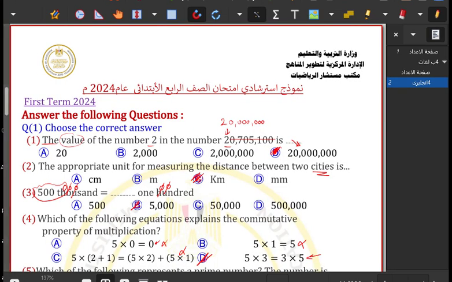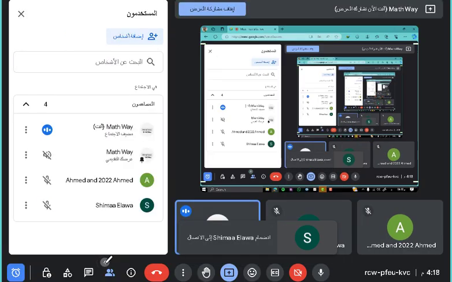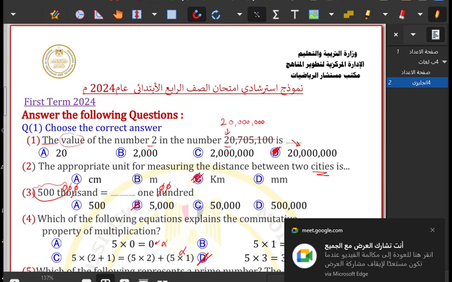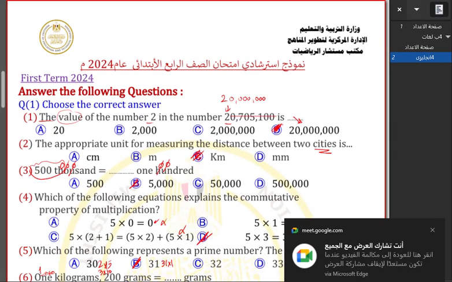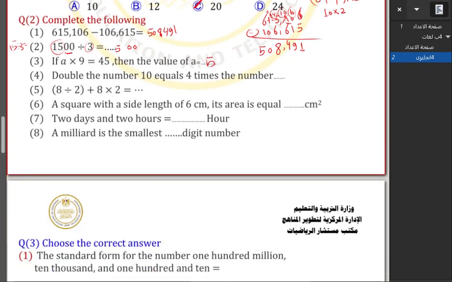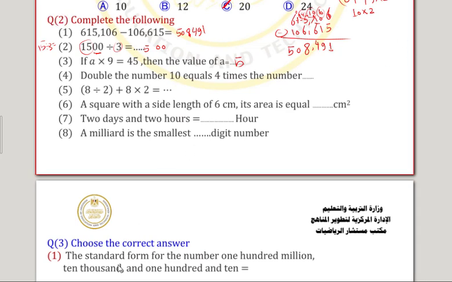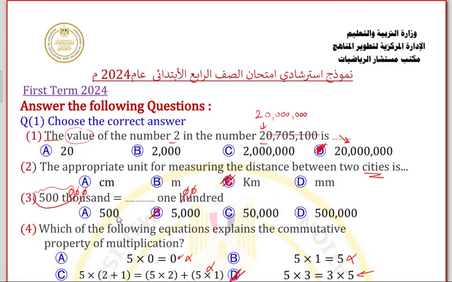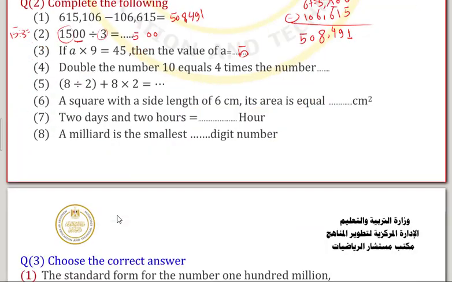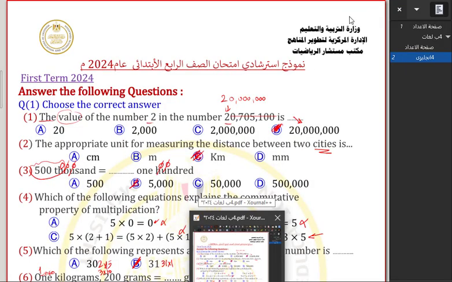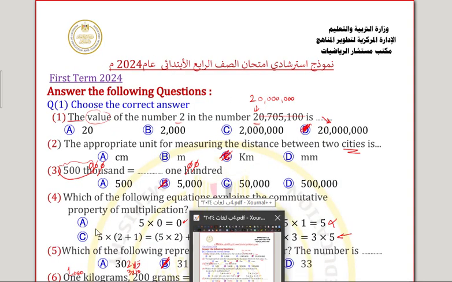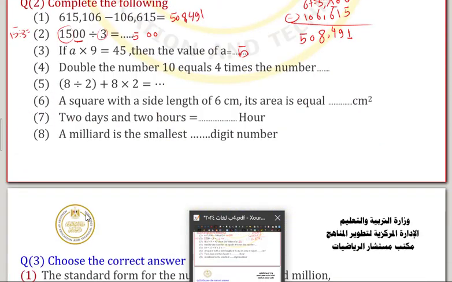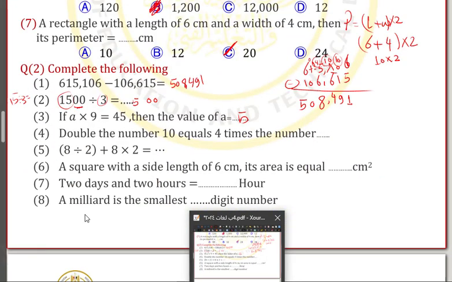Double the number. Okay. Double the number 10 equals 4 times the number space. So now let's go to question 5. Double the number 10 equals 4 times the number space.